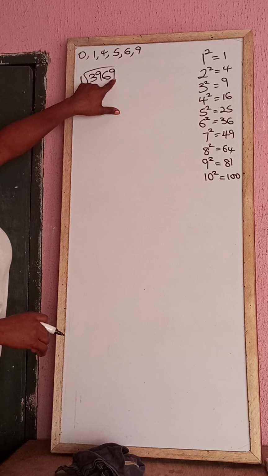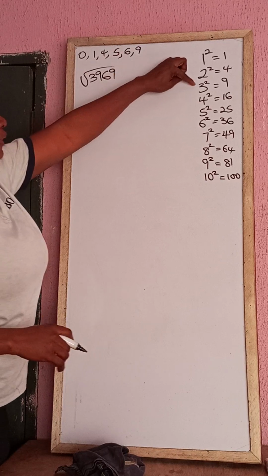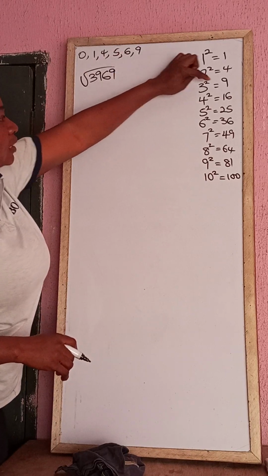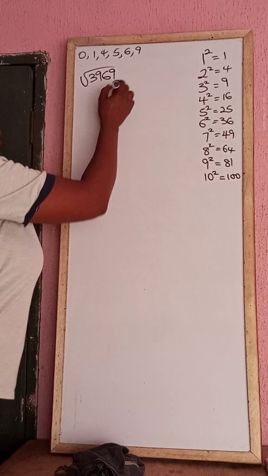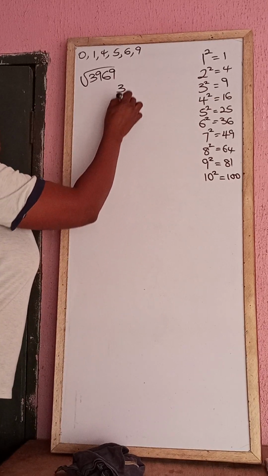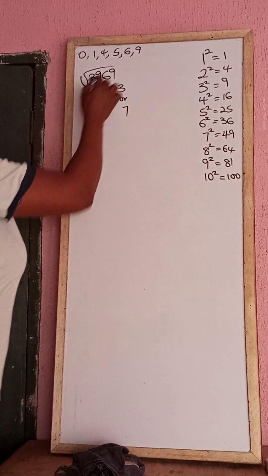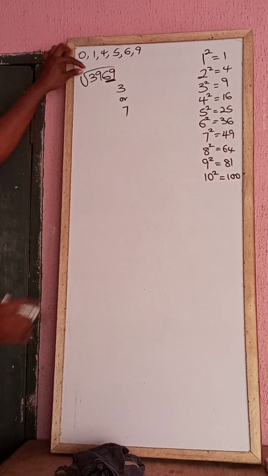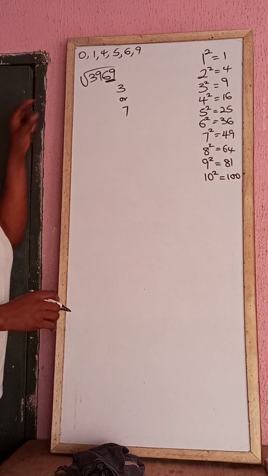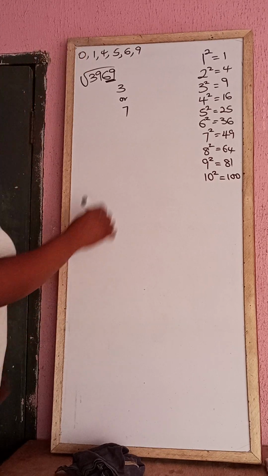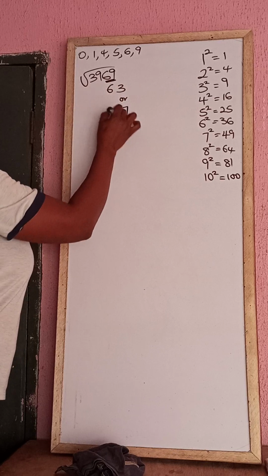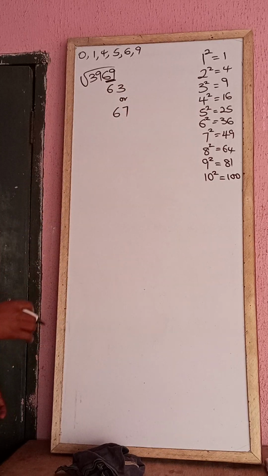Now the last digit here is 9. It is 3 that leaves the last digit of 9, or it is also a 7. So for our answer we have either 3 or we have 7. Now we strike out these 2. What we have left is 39. The perfect square closer to 39 is 36, and the square root of 36 is 6. So we have 63 or 67.